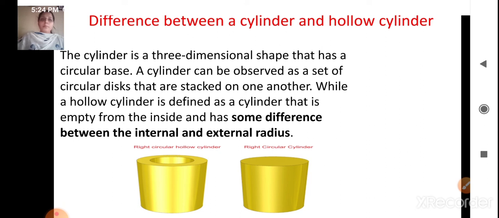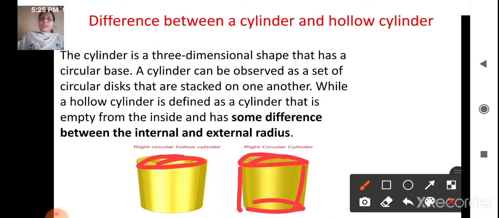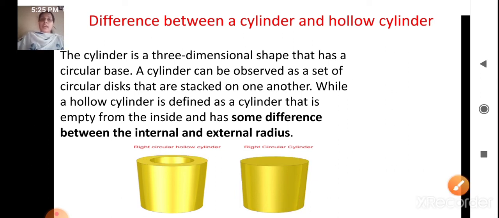Okay, so I hope the concept of cylinder is clear. This first picture is of a circular hollow cylinder which is open from up, right? It is not closed. This is a picture of a circular cylinder which is closed from up, right? And it has two circular bases, two circular edges, and one curved face. Clear, children? And a hollow cylinder is empty from inside. Clear? So today we have learned new things about cylinders, that is cylinder and hollow cylinder, and we revised the shapes of cuboids, cubes, and triangular prism.